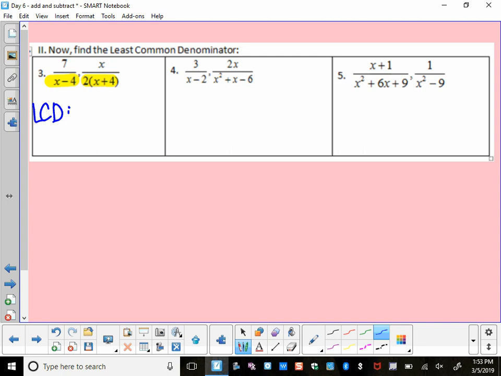What's the denominator of my first fraction? Thank you. x minus 4. What's the denominator of my second fraction? 2 times x plus 4.